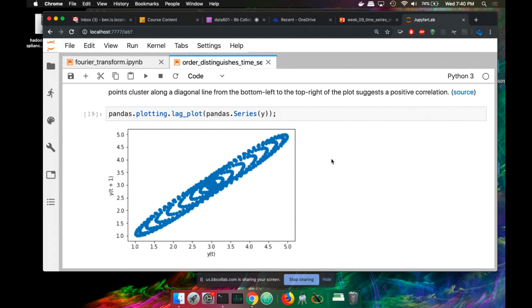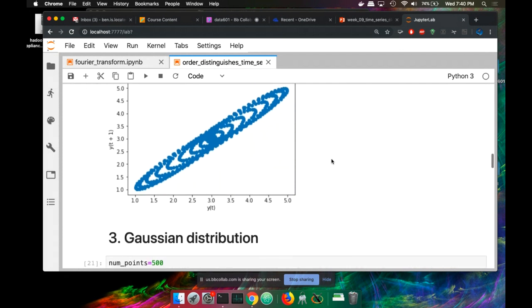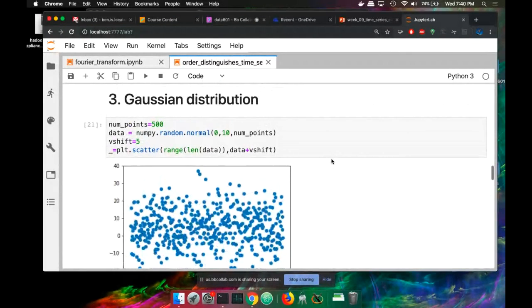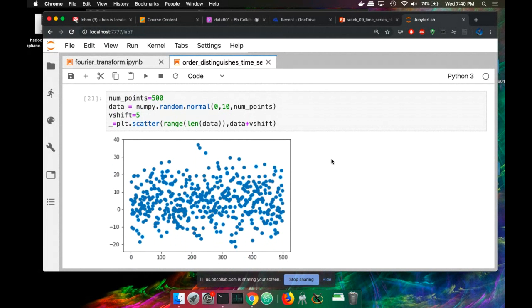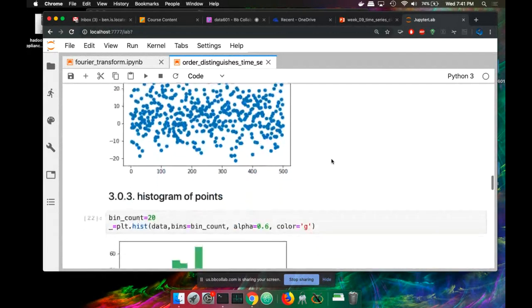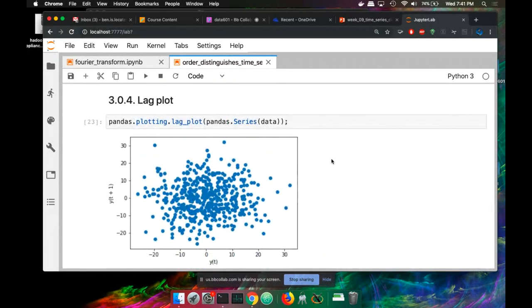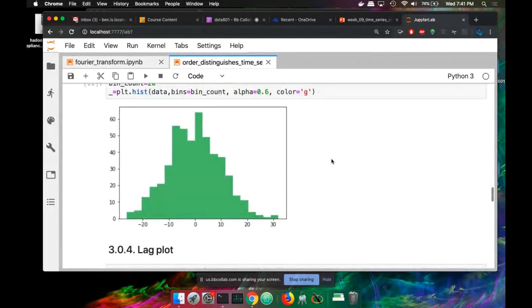To contrast that with something where order doesn't matter, we'll get a third data sample. Here, this is a normal distribution, a Gaussian distribution. These are just points that are really random, where every point you pick is independent of every other point. So what does the lag plot look like for that? After the histogram, you get this giant blob of points. That's because the order doesn't matter, so the difference between any two adjacent points is just random. If you're not familiar with the Gaussian distribution, it's a bell curve. That's what this is showing.